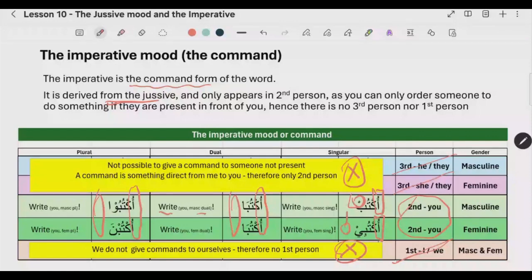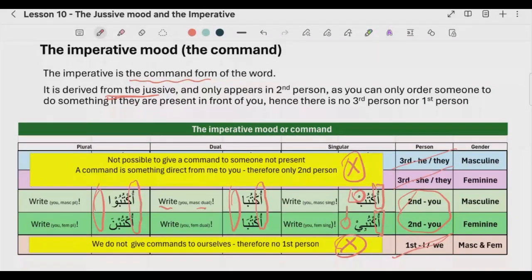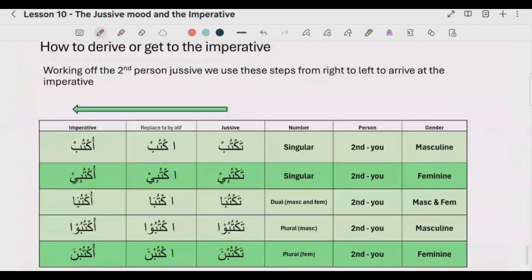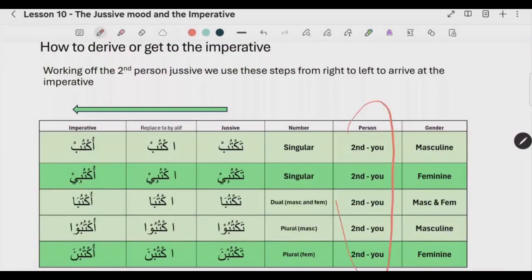And then the unique thing about it is it normally has an alif in front, either with the dhamma or the kasra. So how do you derive the imperative? How do you get to the imperative? Here we're looking at just the second person. Can you see here? All of them are the second person.